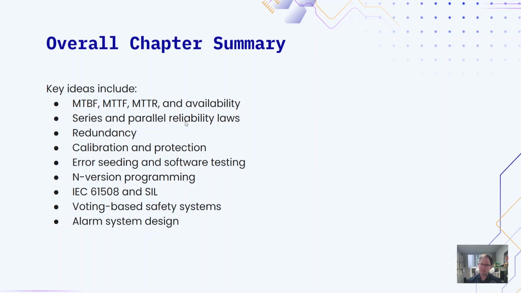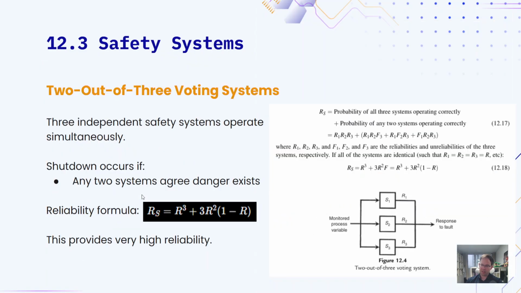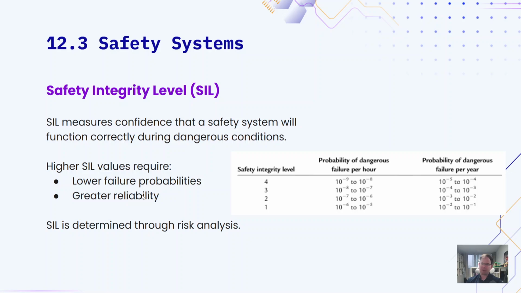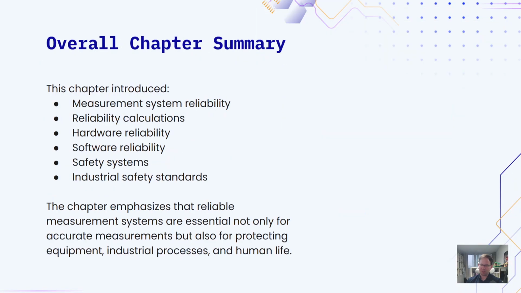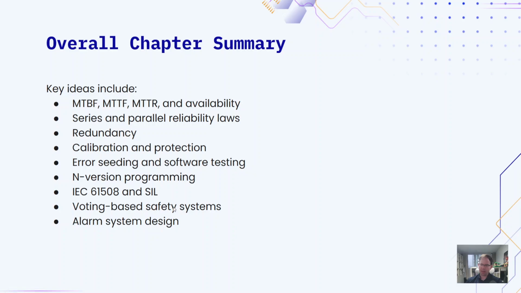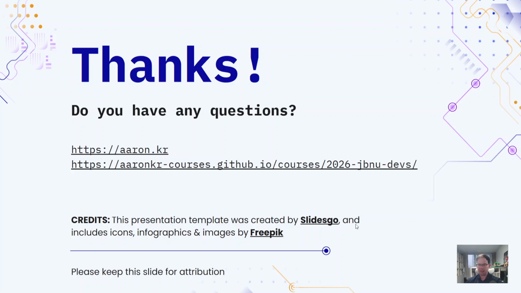Series and parallel reliability laws, redundancy, calibration, recalibration, and protection, error seeding and software testing, N-version programming, IEC 61508, and safety, what was that? I don't even remember. Safety integrity level, voting-based safety systems, and alarm system design. Great. That is the end of this slide.